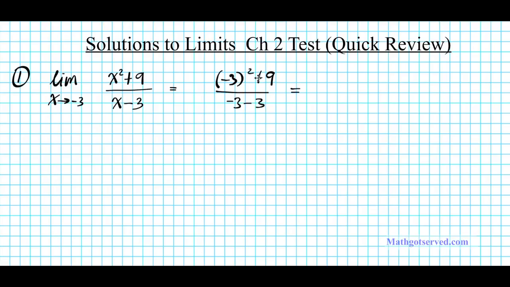-3 squared is 9, plus 9, we have 18. And then -3 minus 3 is -6. 18 divided by -6 is -3.